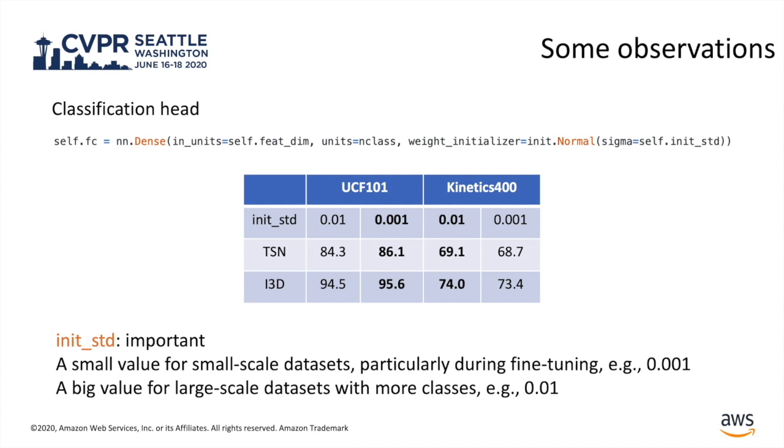0.01. As you can see in this table, the standard deviation value during model initialization has a big impact on the final performance. In the case of TSN, it has almost a 2% gap between using different values of STD. In my observation, a small value of STD should be used for small-scale datasets, particularly during fine-tuning, and a big value is preferred for large-scale datasets with more classes, especially when training from scratch.